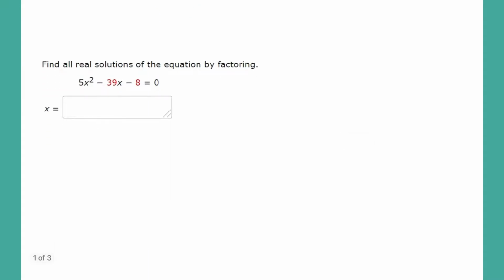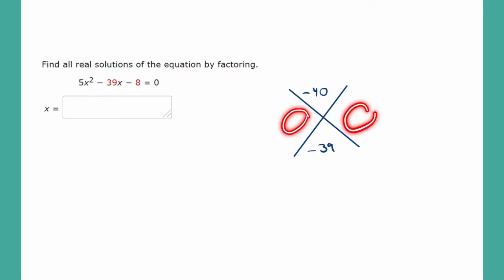So now we have a similar problem, but this time the leading coefficient is not 1, it is 5. So we can do it the same way. A times C is negative 40 this time, and B is negative 39. Now, the two numbers that are going to make this work would be 40 times 1, but we need the 40 to be a negative. Then you want to take the middle term and look at the variable. The variable is x. Therefore, we put an x here and here.